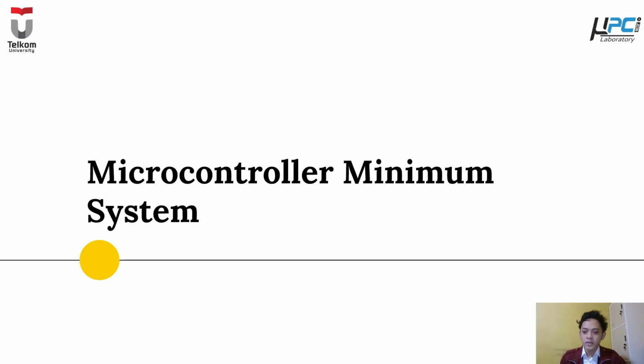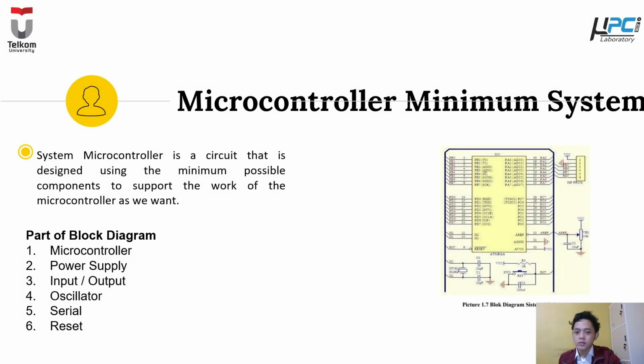So the next part is microcontroller minimum system. A microcontroller minimum system is a circuit that is designed using the minimum possible component to support the work of the microcontroller as we want. So this is the block diagram. We have microcontroller, the yellow block, power supply, input or output, oscillator, serial, and reset.